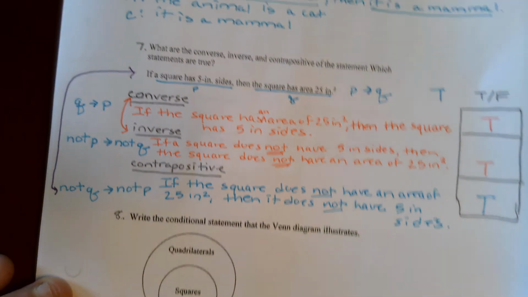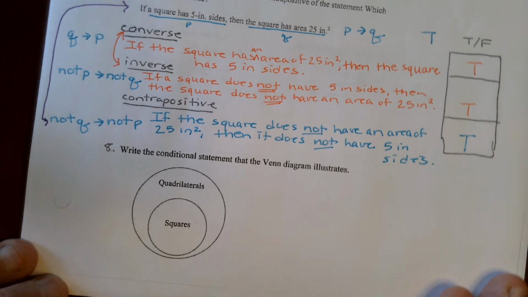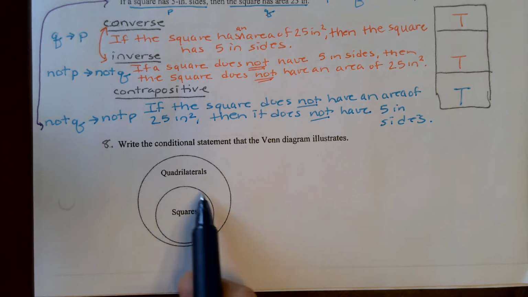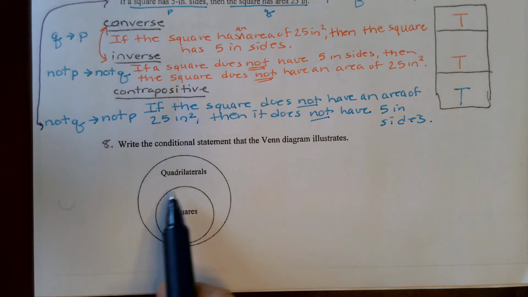Okay, so let's look at number 8. We didn't spend a ton of time, much at all actually, on Venn diagrams, but they're not too complicated. They're a visual to help you understand what's involved with what. So if I asked you to write a conditional about this statement, I could write it as an if-then or a straight statement. I see that all of the squares, the whole circle, all of the squares are also what?